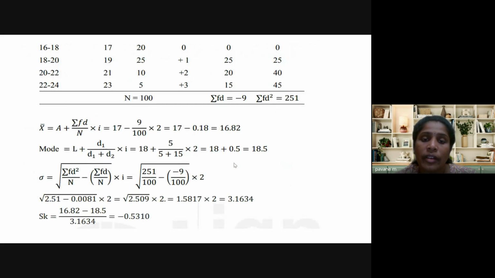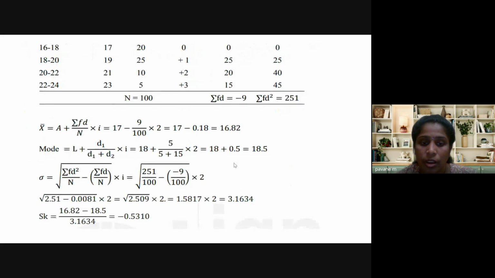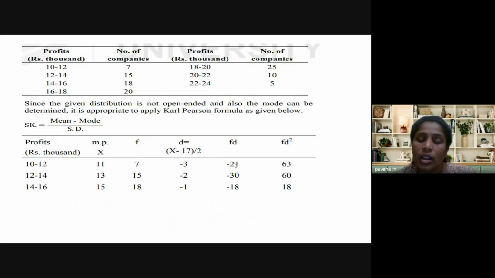Next, 17 minus 17 is 0. 19 minus 17 is 2, 2 by 2 is plus 1. 21 minus 17 is 4, 4 by 2 is 2. 23 minus 17 is 6, 6 by 2 is 3. Okay, so these are the D values.